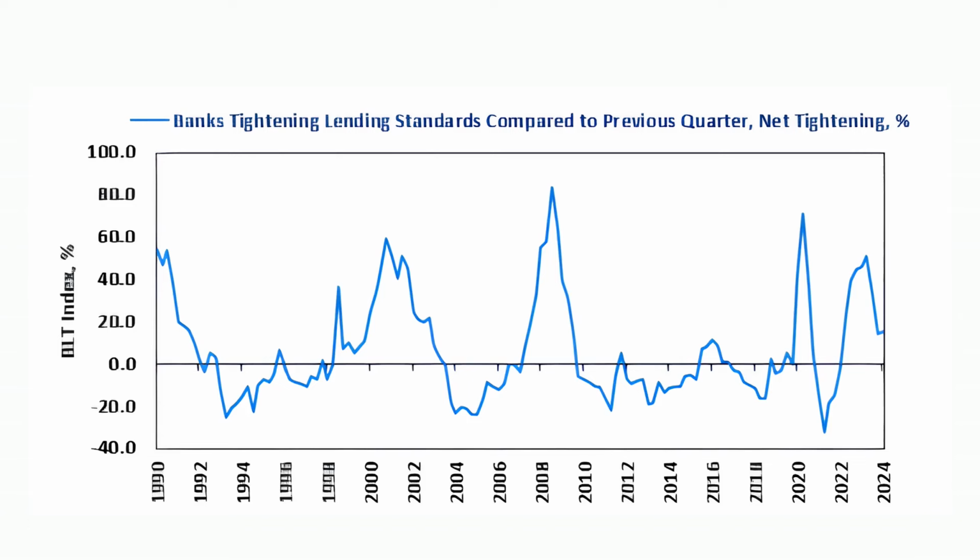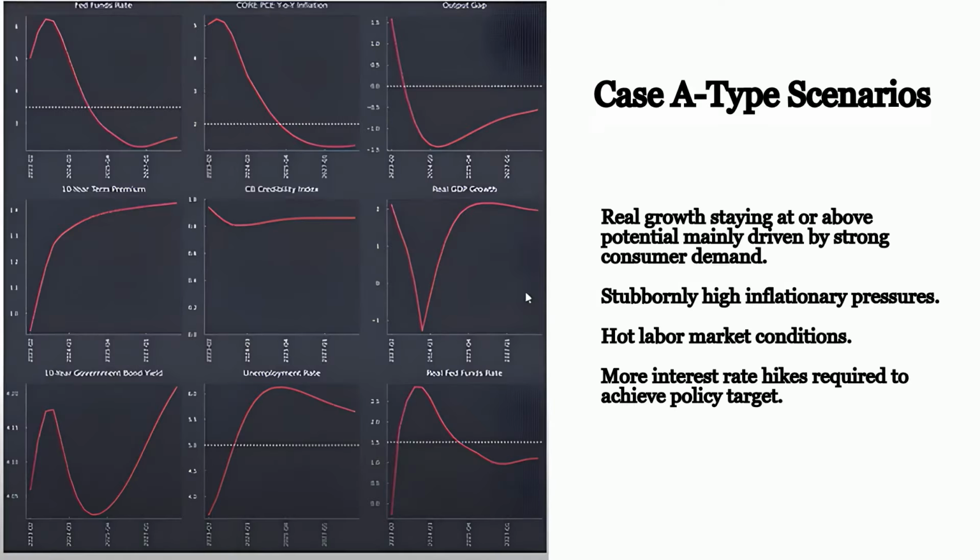In the Case A scenario, the economy continues to run hot. This simulation, based on March data, assumes that the real growth of the economy remains above potential. Strong consumer demand primarily drives this growth. At the same time, underlying inflationary pressures persist, and labor market data remains strong despite expectations of weakening. In this scenario, policymakers need to increase rates above market expectations, with the peak around 6.2%.